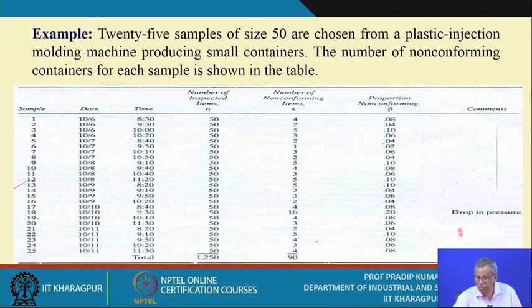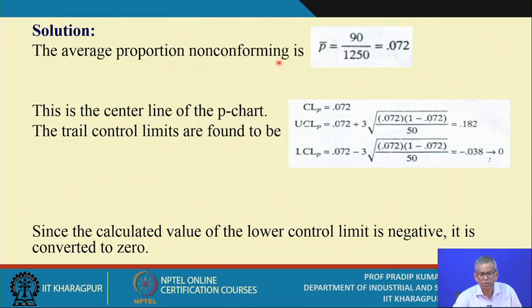Against one of them, this value is very high compared to the other values. So you just note the point. In fact, you write down the reason: a sudden drop in pressure. That's why the value is like this, 0.20. So this may be considered as an outlier. And then you calculate the average proportion non-conforming, 90 divided by 1250. Then you calculate the central line, the upper control limit, and the lower control limit.